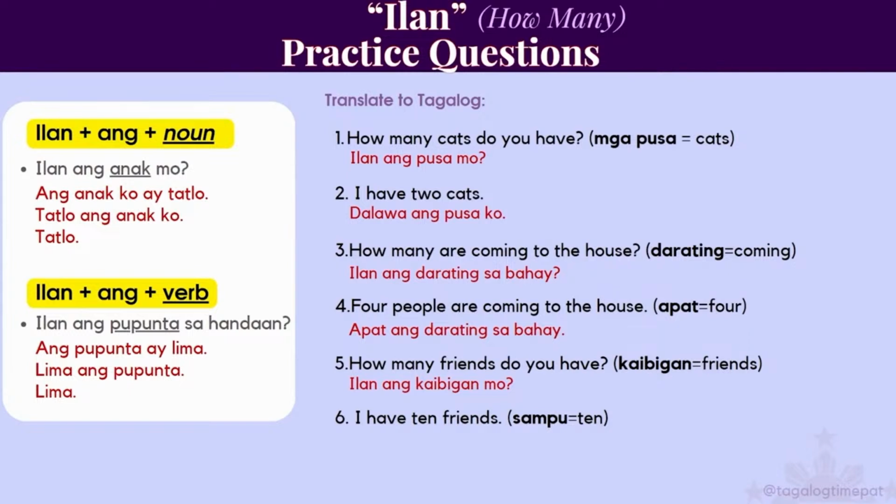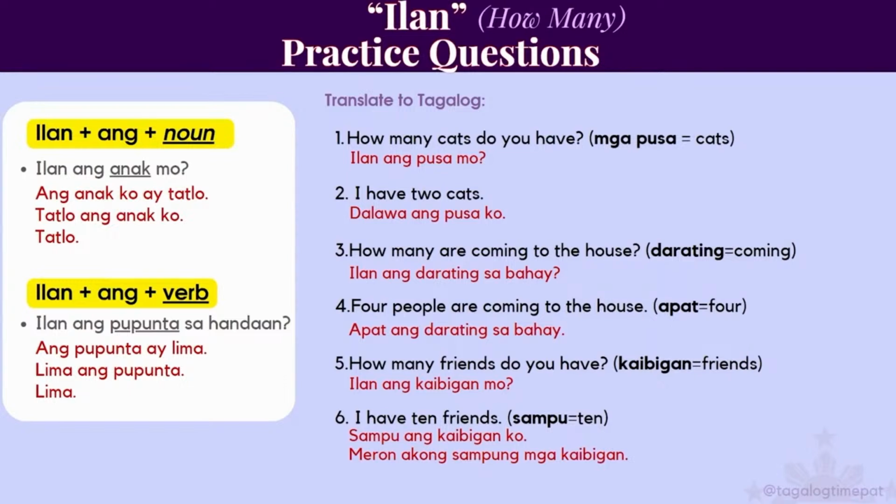Number 6, I have 10 friends. 10 means 10. 10 ang kaibigan ko. Or 10 ang mga kaibigan ko. I have 10 friends. All right. Another way to answer this, meron akong 10 mga kaibigan.